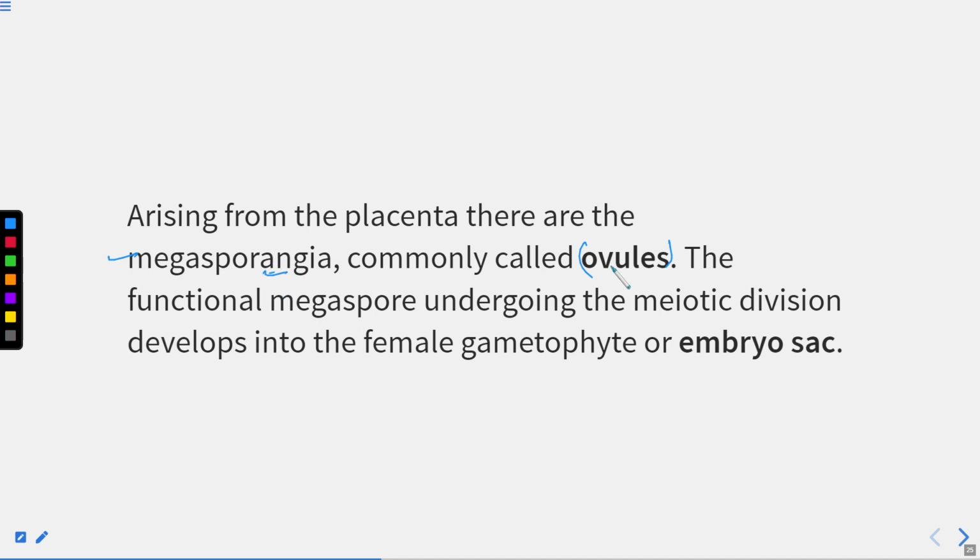Megasporangia. Megasporangia is also known as ovules. Ovules are present within the ovary. The structure of the ovule, I've already explained to you. It consists of integuments, nucellus, and embryo sac is present within the ovules.